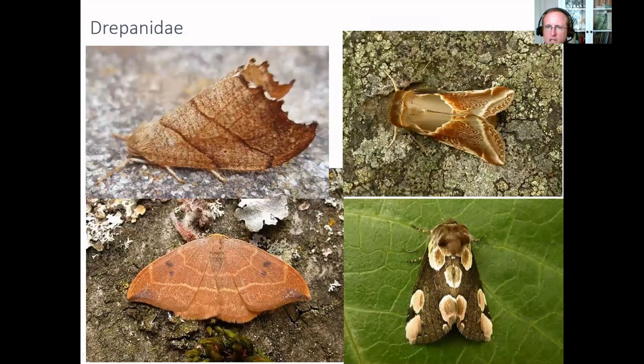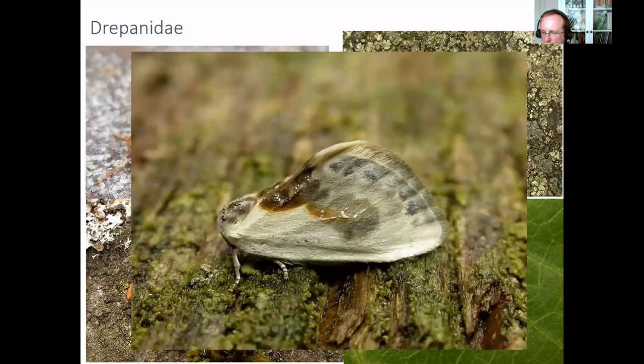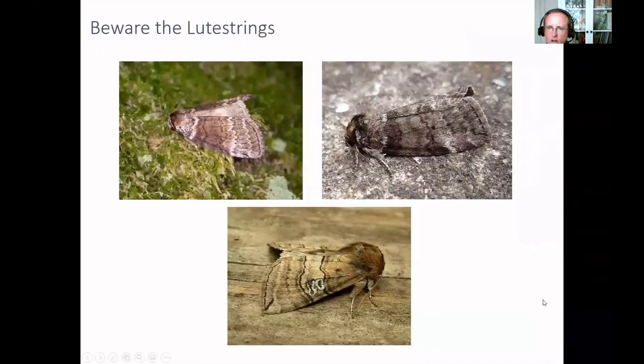The next family along is the Drepanidae. This includes the hooktips, as well as the beautiful buff arches and peach blossom. Fantastic species, and also the Chinese character. Really lovely. Most of the Drepanidae are species that you're just going to recognize once you've become familiar with them. The only thing that you need to be careful with are the lute strings.